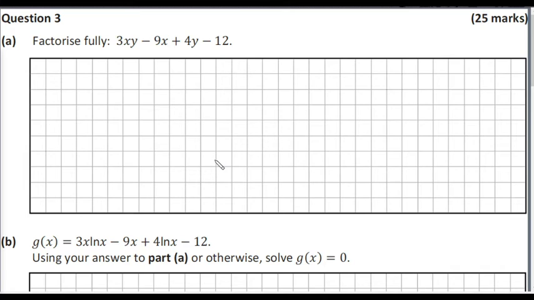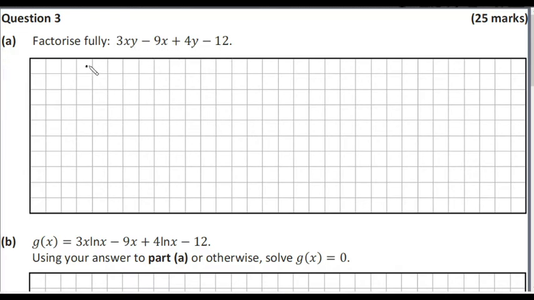Leaving Cert Higher Level 2019, Paper 1, Question 3. So part A starts off by saying factorize fully 3xy minus 9x plus 4y minus 12. So we've got a total of 4 terms here.